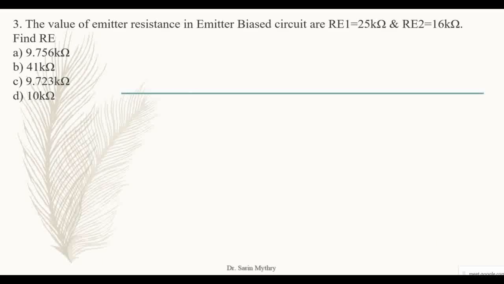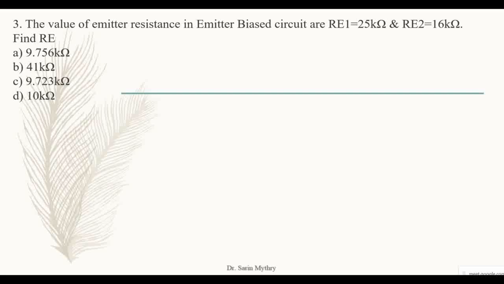Now the third one. The values of emitter resistance in an emitter biased circuit are RE1 equal to 25 kilo ohms and RE2 equal to 16 kilo ohms. Find the RE. So what is given to us? It is a numerical kind of question where two emitter resistances have been given, and this particular circuit is an emitter biased circuit.